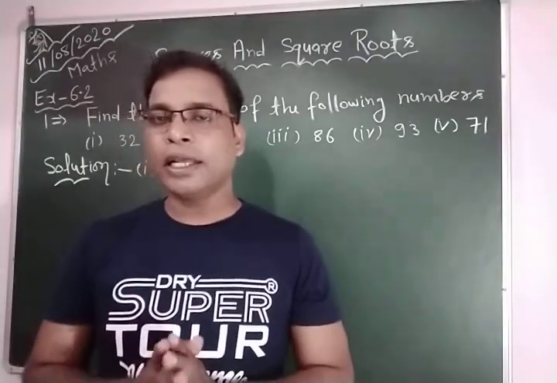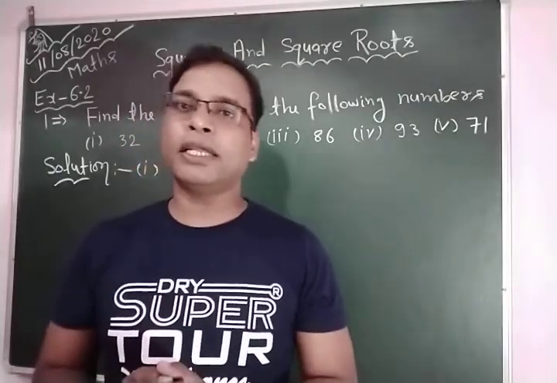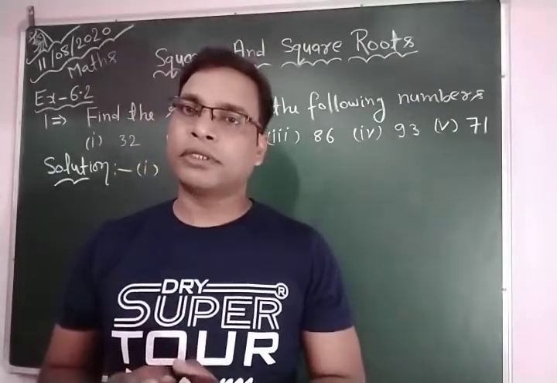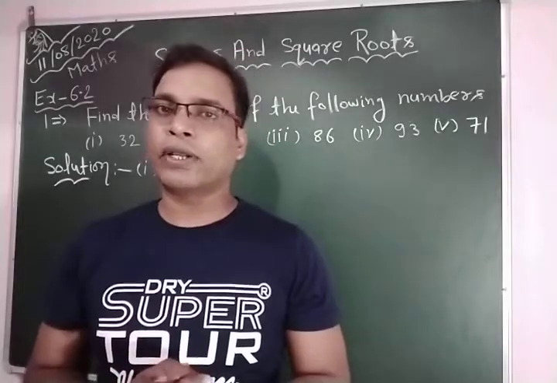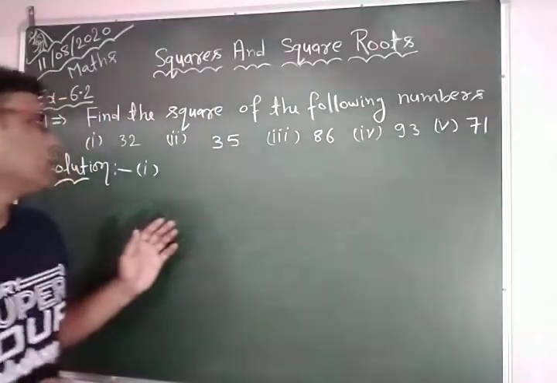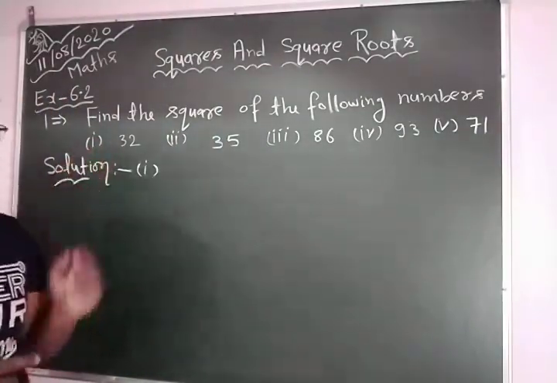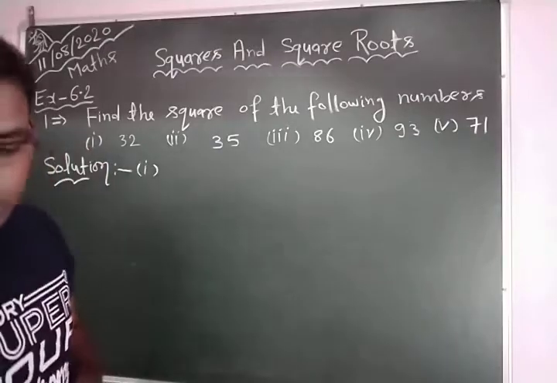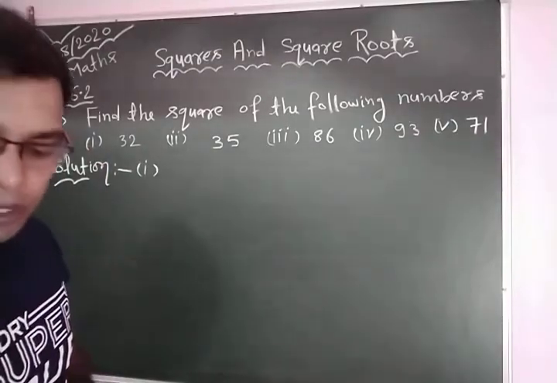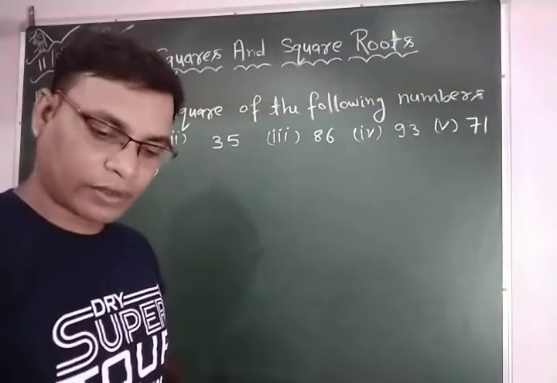It means that if you find the square of any number, then we multiply that number two times. Okay, clear? So look here, the first part of question number 1 is given. We find the square of 32. We can find the square of 32 in two ways. The first way is that we only multiply 32 and 32.